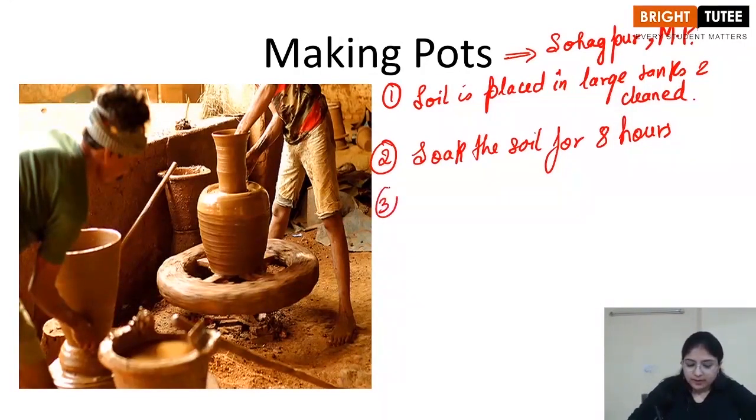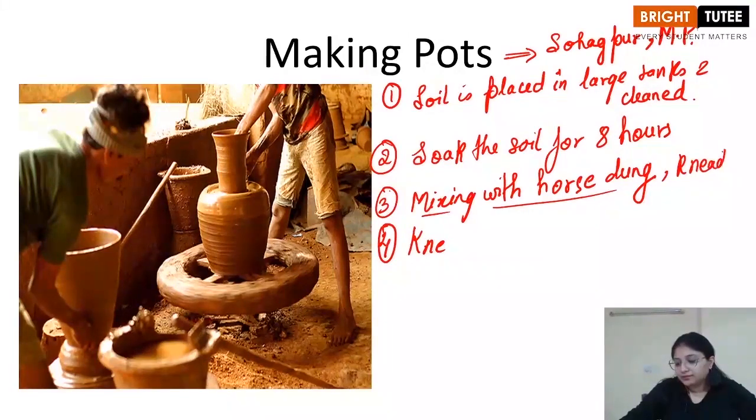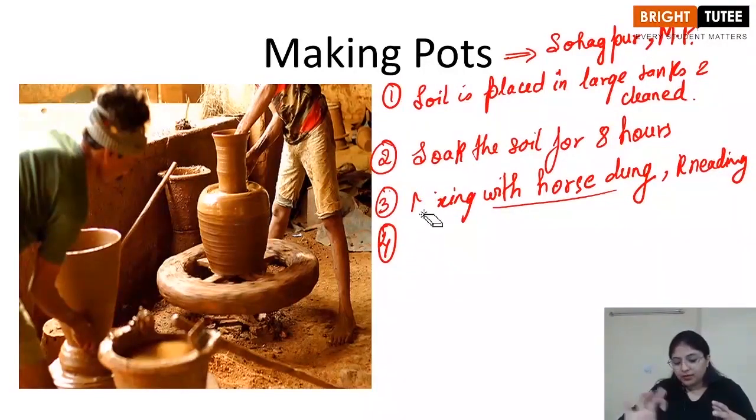Now the third step is mixing with horse dung, right? So this soil which we have obtained after the soaking of 8 hours is mixed with the horse dung. Once the mixing is done, another step is kneading of the soil. During the mixing only, kneading can be done. Why can it be done during the mixing? Because during kneading, when you are mixing the horse dung, each and every part of the soil will easily be mixed with the horse dung, right? So why we utilize horse dung, we'll discuss it.